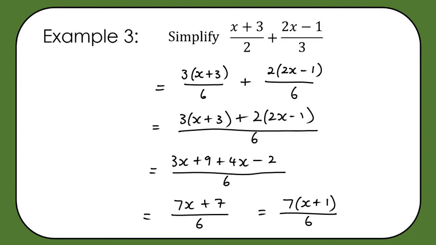You could happily leave it as 7x plus 7 all over 6, but you do want to make sure your fraction is in simplest form, so you want to think about whether the numerator or denominator can be factorised.